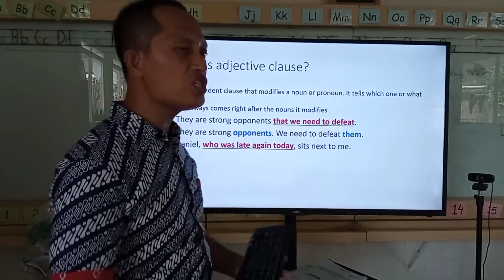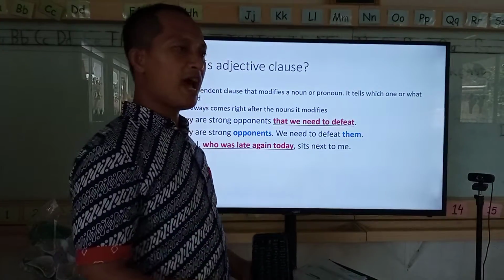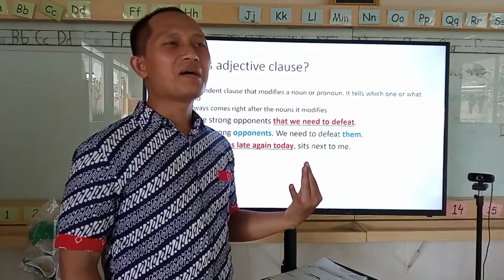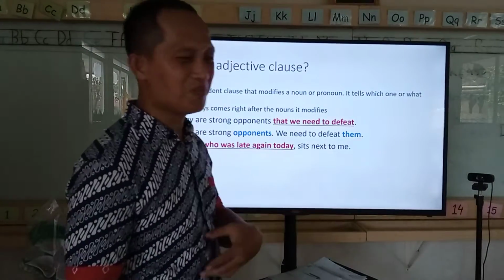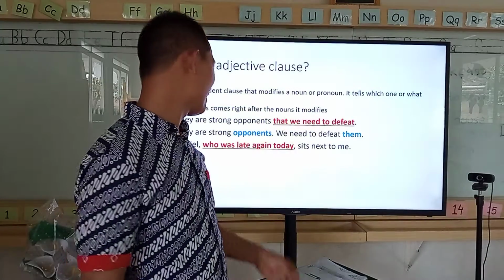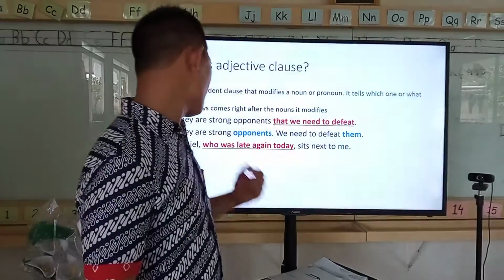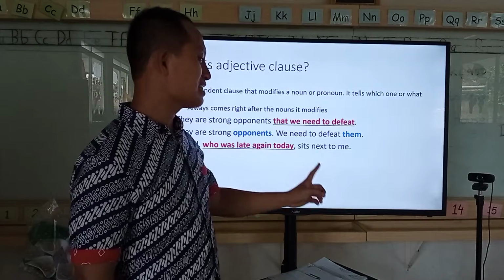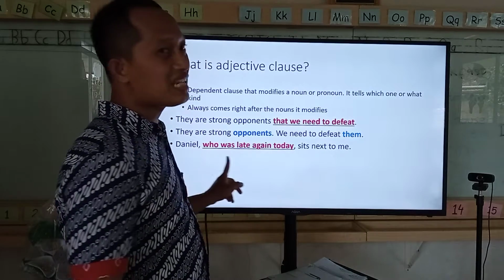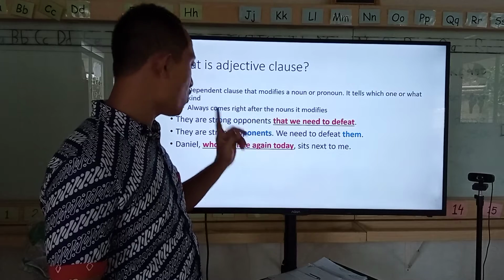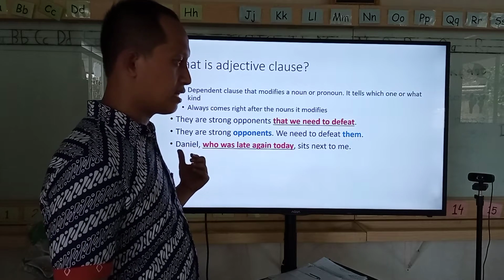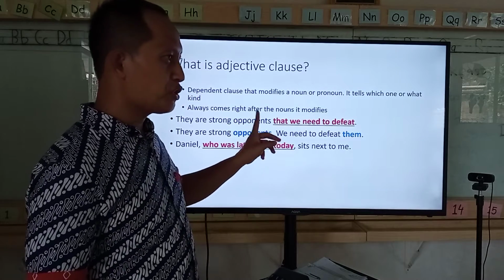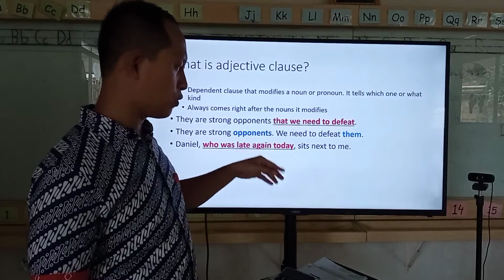In this case, we want to make sure that this Daniel is a latecomer, always comes late to the meeting, including to this lecture. So: Daniel, who was late again today, as usual, sits next to me. This is the adjective clause that clarifies, that modifies this noun, Daniel.